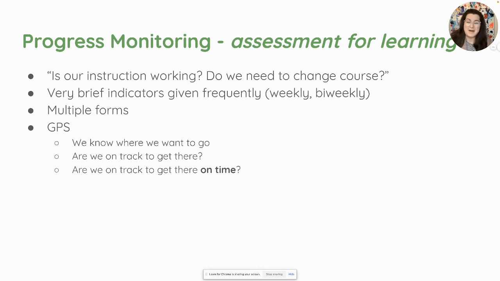The next step of assessment really would be progress monitoring. And that is another form of assessment for learning. In this case, progress monitoring allows us to know if our instruction is actually working, or do we need to change course. Now, progress monitoring assessments are very brief indicators, depending on the age of the child, anywhere from 1 to 3 minutes. And those could be given quite frequently, weekly or bi-weekly. And that's very purposeful. We know that with a struggling reader, time is not on our side. We really have to hustle if children are going to close the gap.